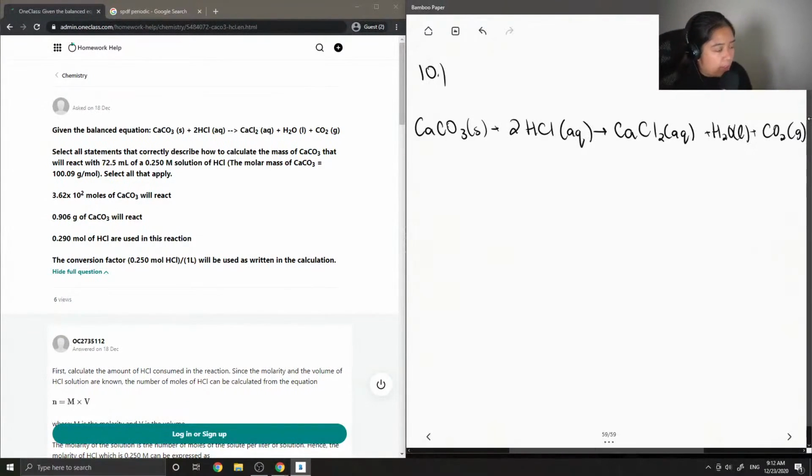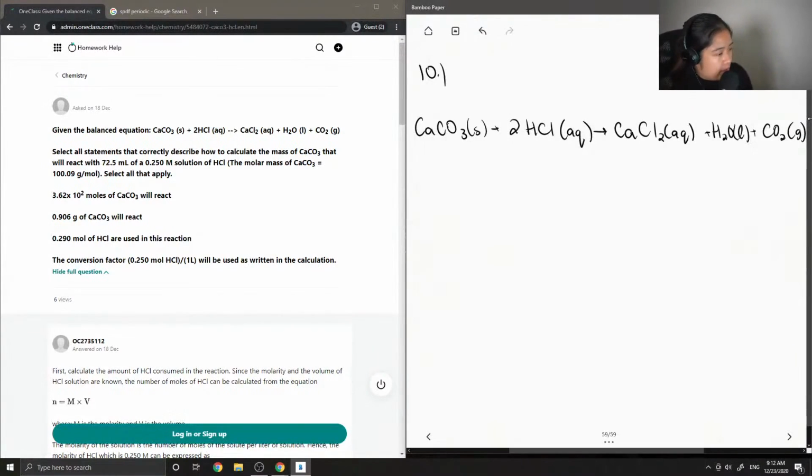Select all statements that correctly describe how to calculate the mass of calcium carbonate that will react with 72.5 milliliters of a 0.25 mole per liter solution of HCl. The molar mass of calcium carbonate is 109 grams per mole.